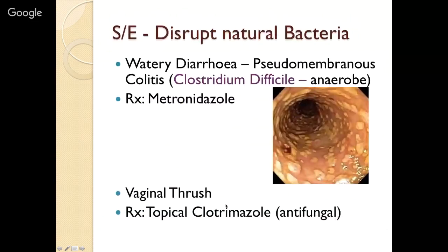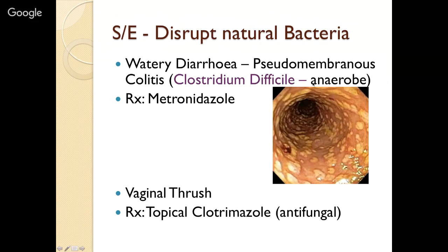And the side effect for all of them is that they kill off not just the bad bacteria, but the good bacteria. So in your gut, you get something called pseudomembranous colitis, which is caused by C. difficile, and definitely know that one, and know it's an anaerobe. So what do we use to kill anaerobes? Yeah, metronidazole, because it's stuffy and you can't breathe underground in the train system.